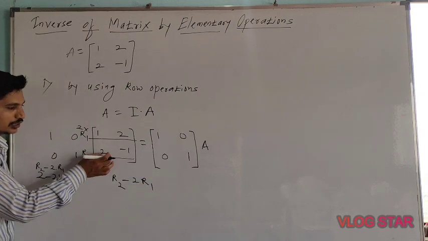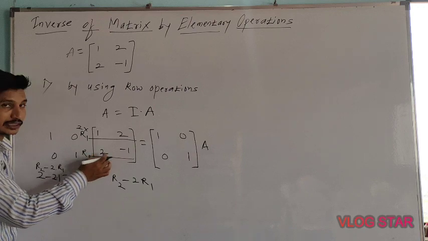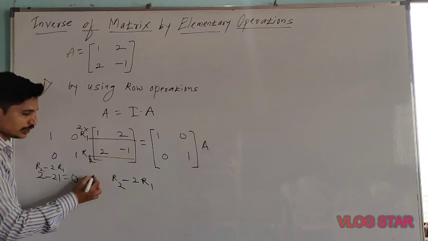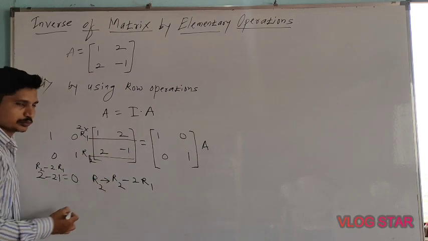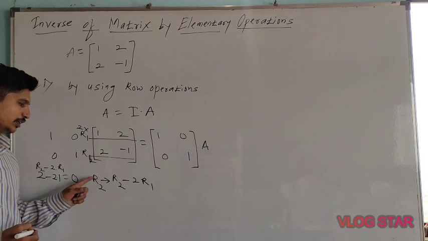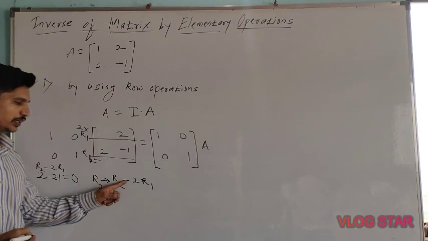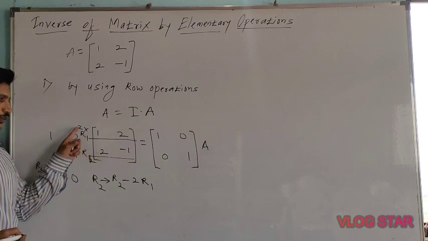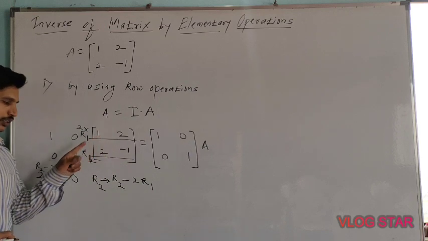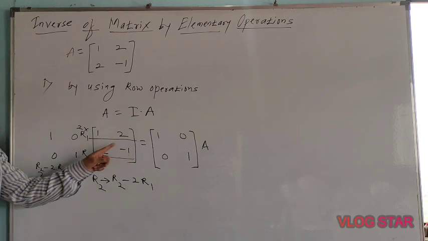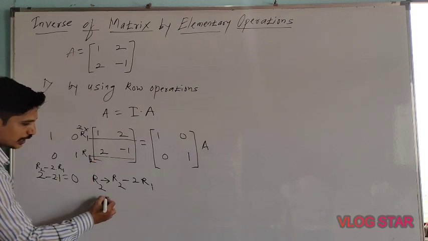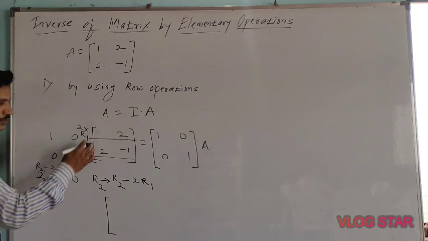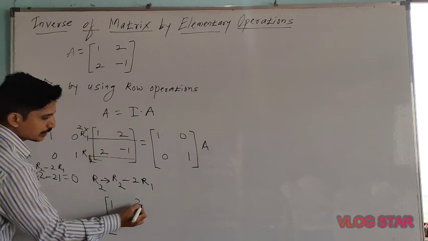What will come here? 0. So what am I changing? I am changing row 2. See that row 2 I am changing as R2 minus 2 into R1. So 2 minus 2 into 1, what comes here? 0 will come. So see that I'll write row number 1 as it is.